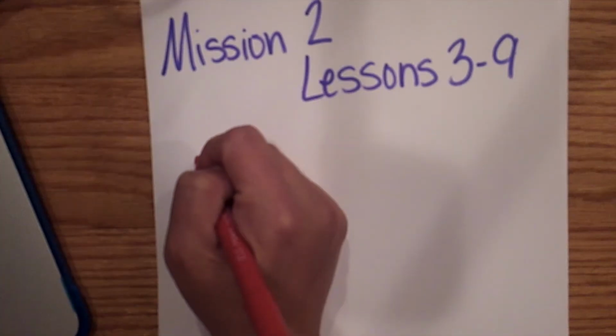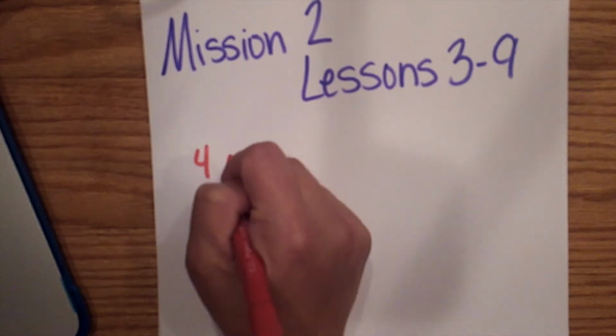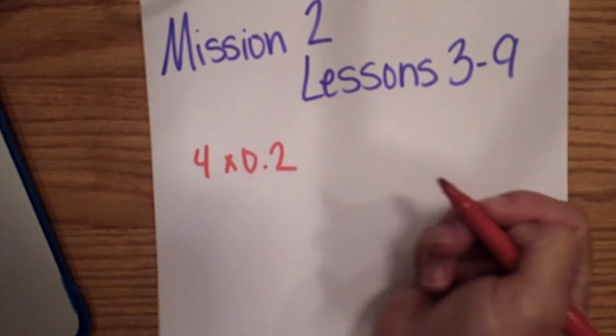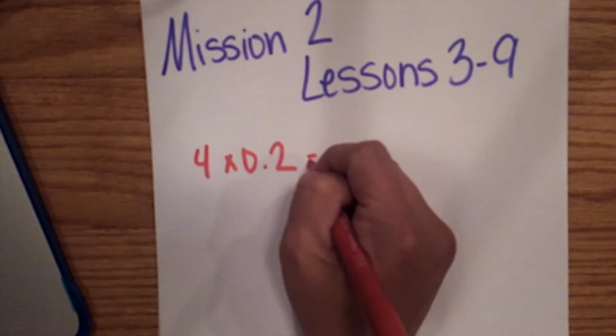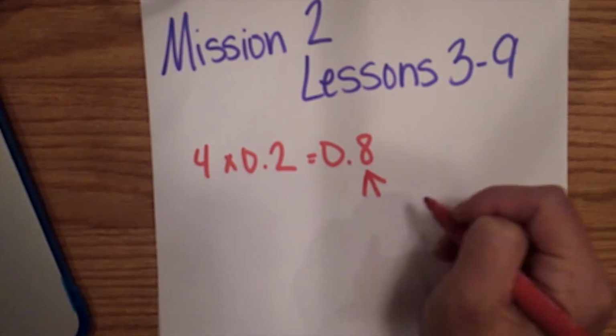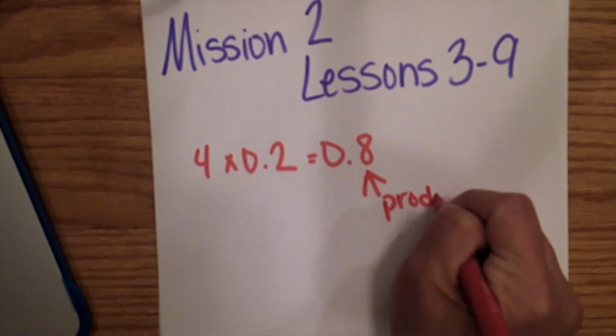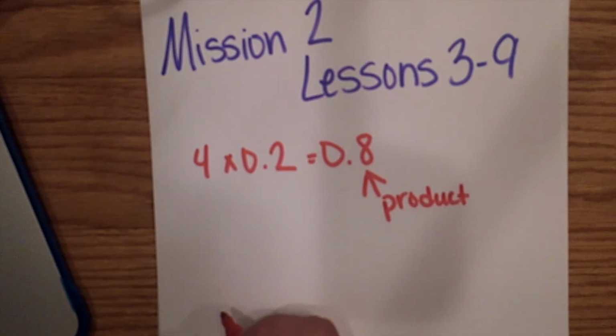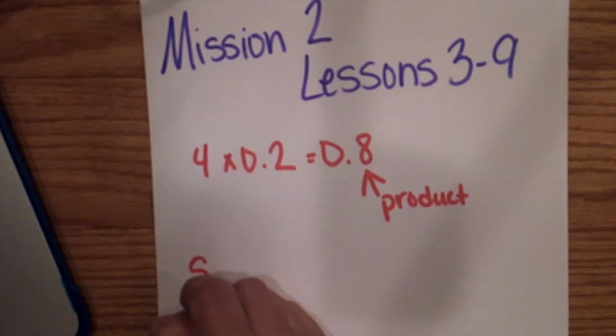That's the number that results from multiplying any two or more numbers. So 4 times 2/10, those are our factors, is equal to 8/10. 8/10 is our product. It is the answer to our multiplication problem. The other vocabulary word you need to know is standard algorithm.